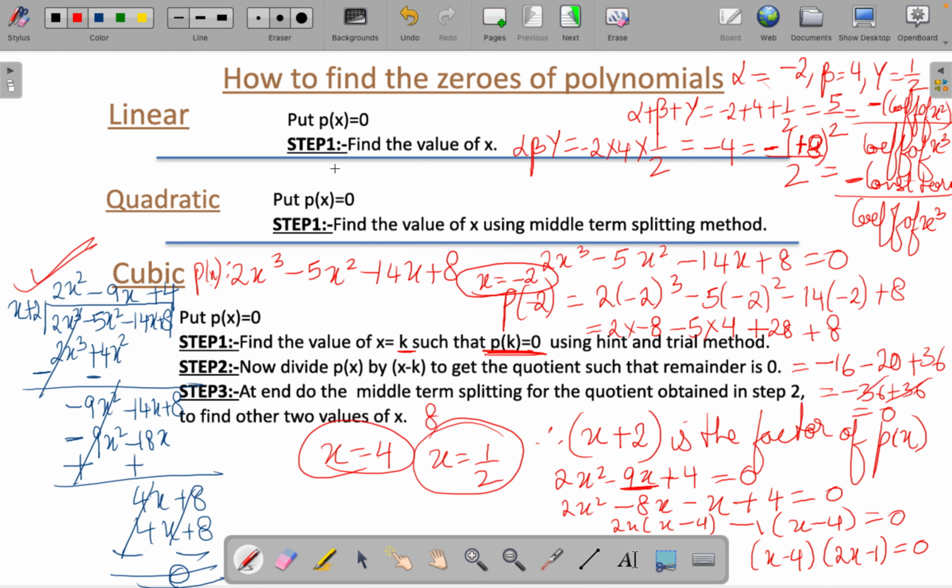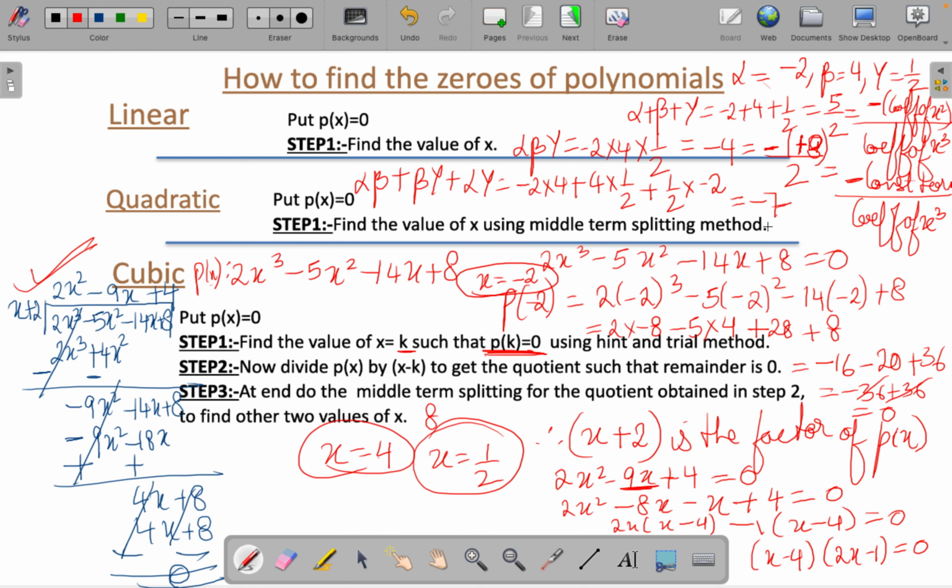Now the last, क्योंकि इसमें 3 roots हैं तो इसमें 3 relations होते हैं: alpha plus beta plus gamma, alpha into beta into gamma, sum of roots, product of roots, and sum of roots taken 2 at a time together, that is, sum of product of consecutive 2 roots, right? So if you put -2 into 4 plus 4 into half plus half into -2, after solving this you will get -7.